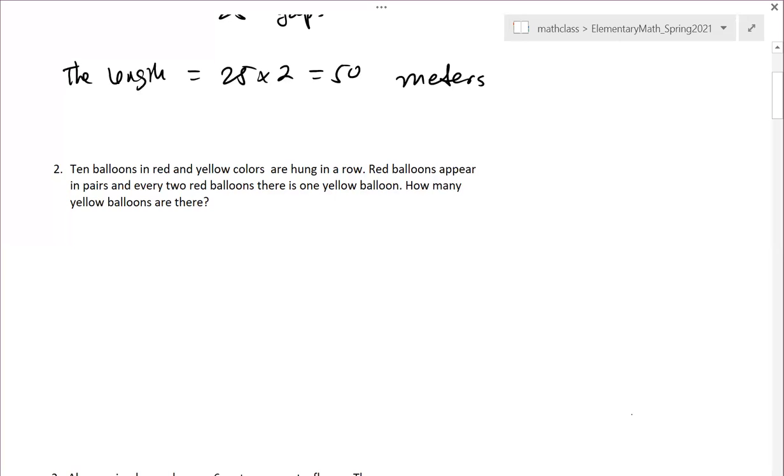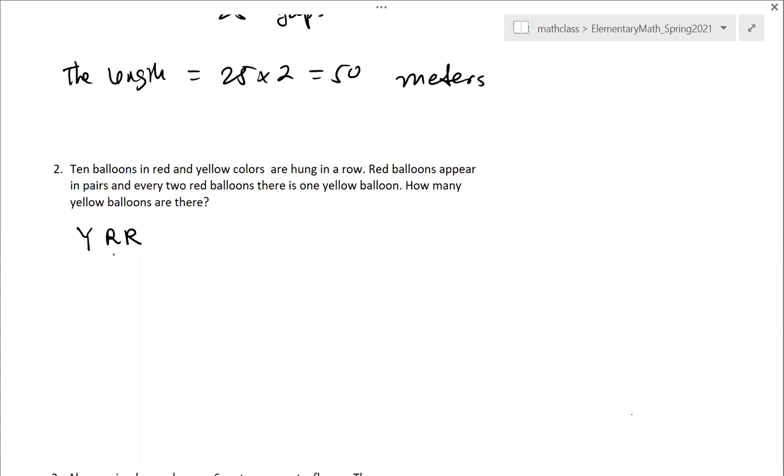I start with a yellow balloon. Okay, you start with yellow. Then you have a followed by 2 red balloons, and you repeat this pattern. Yes, okay. So this time, you're right, maybe. So you begin with the yellow and the red, okay? Then, because red must be in pairs, every 2 red balloons, there's yellow.